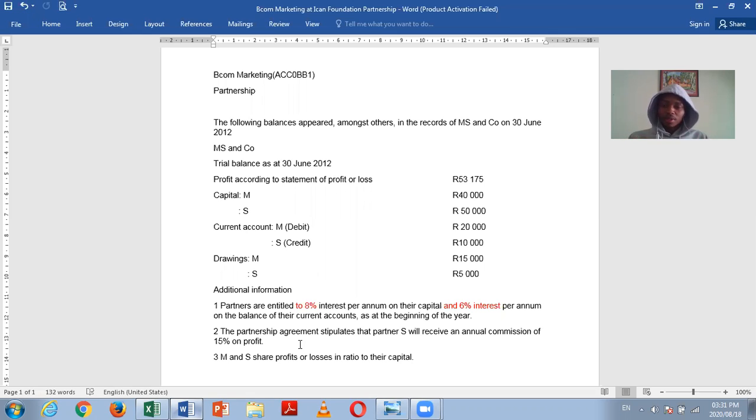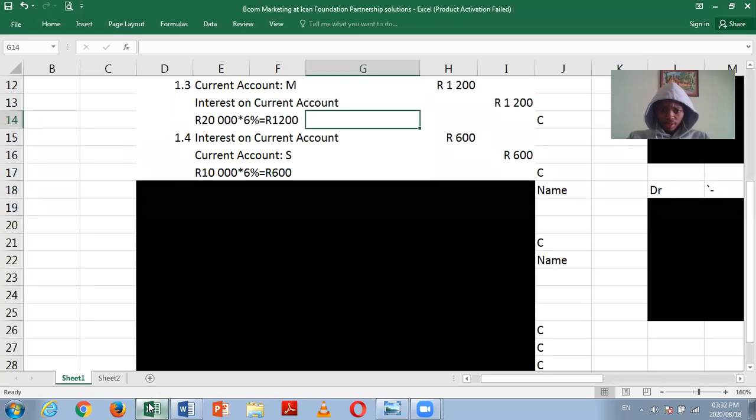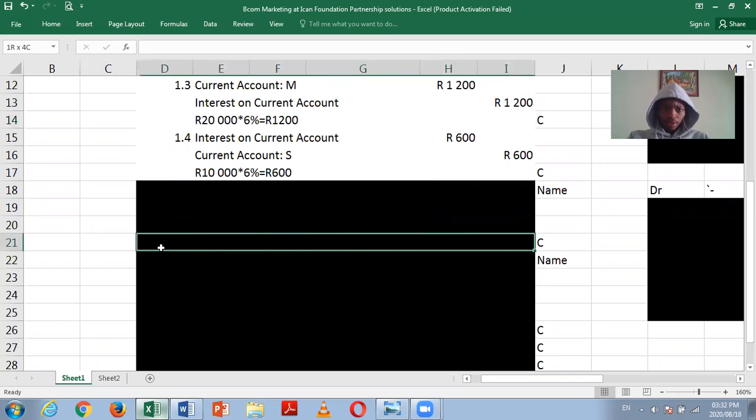So it means it's going to be what? An expense on the side of their partnership, right? So already I gave you the journal. So, okay, now let's go to the calculation. So remember we have a profit of 53,175, right? And then we have those interests that we need to take into consideration. So let's see what we are going to have. So let's see our calculation.